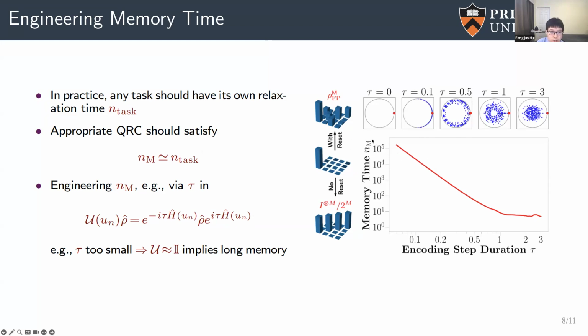It's a function of memory time nm as the encoding step duration tau. And you can see when you change the value of tau, the memory time can vary within a very wide range. For example, if tau is too small, then this unitary evolution is very close to some identity. And after you substitute to the computation of memory time, it implies some very long memories.